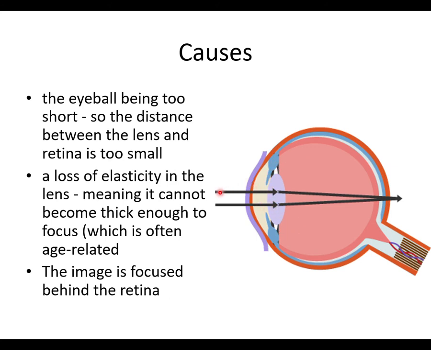And basically what happens now is you end up with this light being focused behind the retina. So the light is now focused behind the retina, not on the retina, so you get a blurry image and you can't see it. So how do we rectify that?